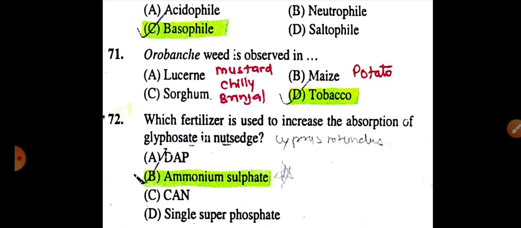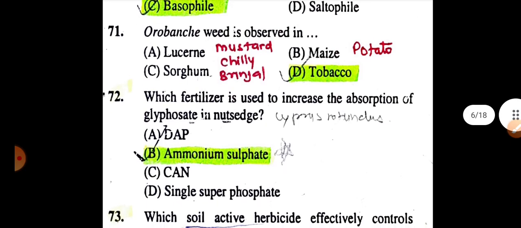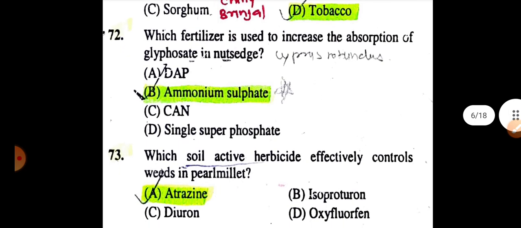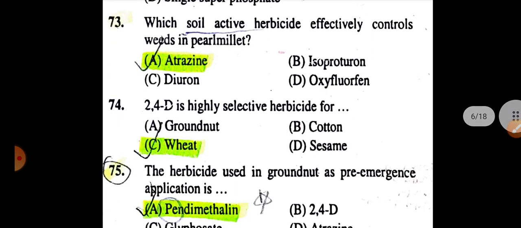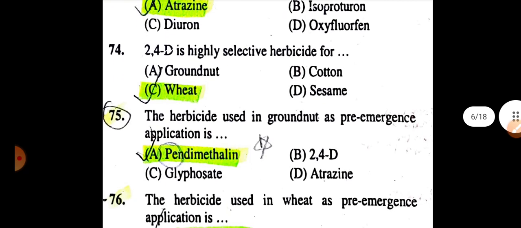Orobanche weed is observed in tobacco, mustard, chili, brinjal and potato. Which fertilizer is used to increase absorption of glyphosate in nut sedge? Ammonium sulfate. Which soil active herbicide effectively controls weeds in pearl millet, bajra? Atrazine.